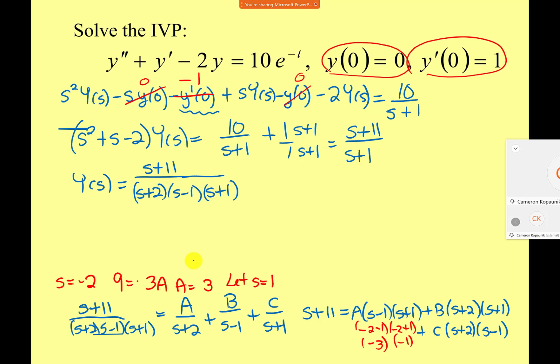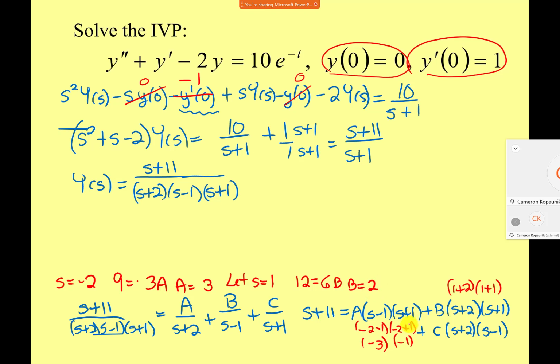Okay, so now let's let s be 1. That will zero out A and C. Let's see if we can get it right this time. So 1 plus 2 and 1 plus 1. Okay, so putting a 1 in on the left-hand side will make that a 12. And so I should have 6 on our B. 6B, because I have 3 times 2. So it looks like B is 2.